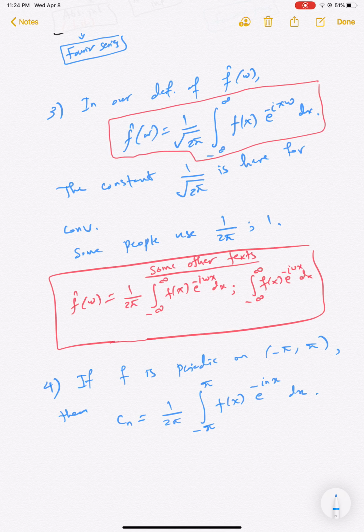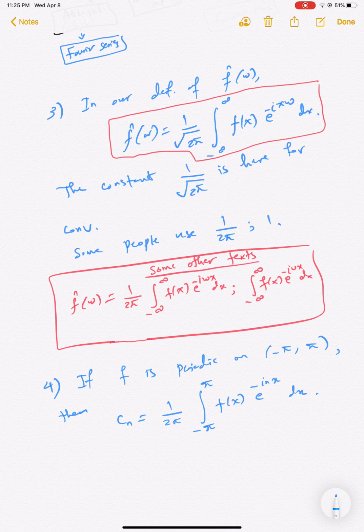Again, the 1 over 2 pi or the 1 over root 2 pi, I consider them the same because, as we mentioned, you can use either constant. This is not a big deal. But if you look at the two integrals, from negative infinity to infinity and from negative pi to pi, because of periodic functions, if you know the function on the interval negative pi to pi, then you can copy that part and paste it over the real line. So basically, the main block that you need to know about the periodic function is just the interval negative pi to pi.